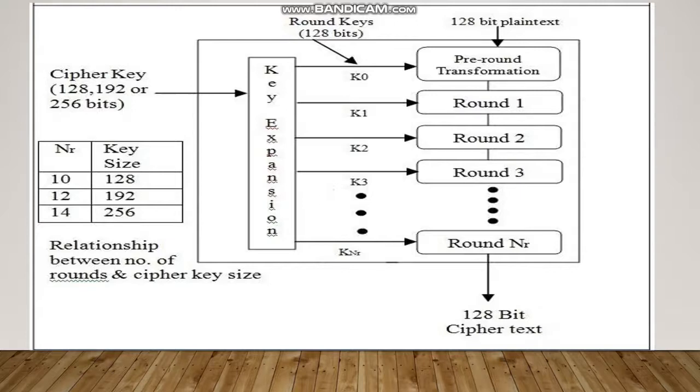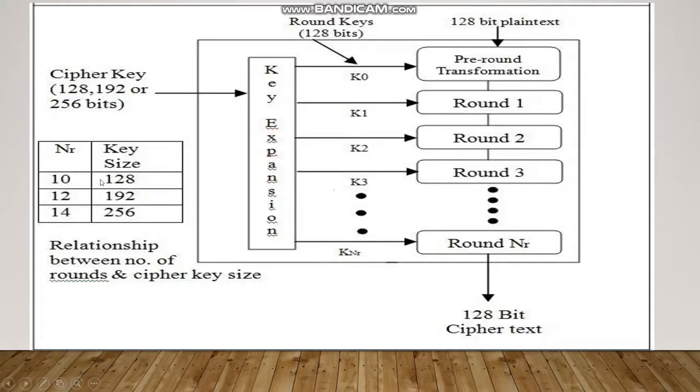Now this diagram essentially shows the AES algorithm. As you can see, there is 128-bit plain text and 128-bit ciphertext, irrespective of the number of rounds and the AES version. And the round keys that are getting generated are also 128 bits. The cipher key can either be 128 or 192 or 256 bits, depending on the number of rounds.